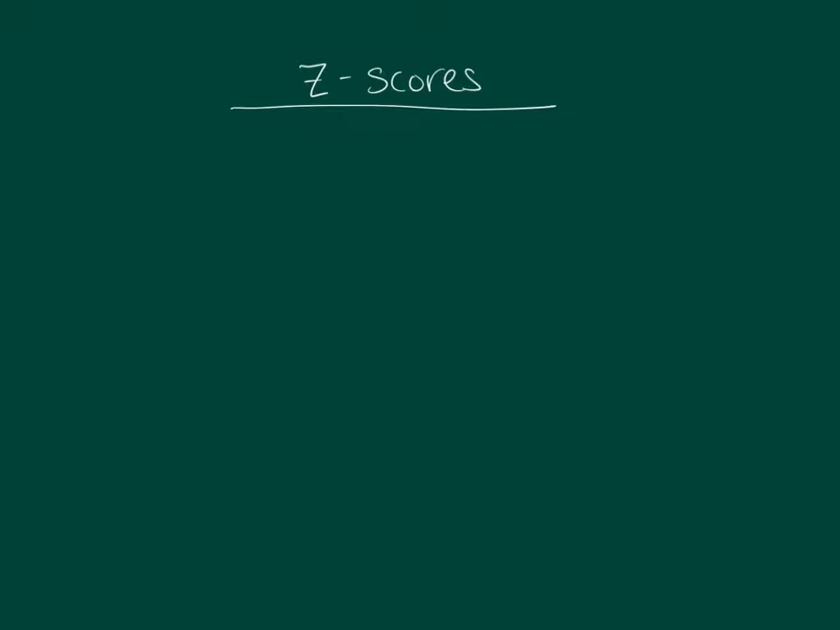Okay, this video is going to go over z-scores. When we're looking at the standard normal curve, all of those values on my x-axis are actually called z-scores. So we're standardizing all of our information. All of these are called z-scores.